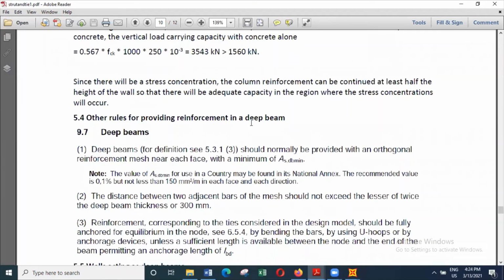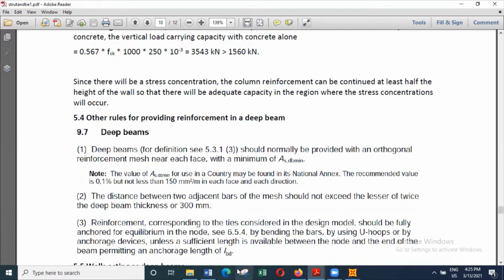The reinforcement needed within the deep beam is something like 150 millimeter squared per meter, but there's a maximum distance of something like 300 millimeters. So if you use 8 millimeter horizontal bars, an 8 millimeter bar has an area of 50 millimeter squared. So you can see by providing 8 millimeter bars at 300 center to center, we can easily reinforce the rest of the deep beam.